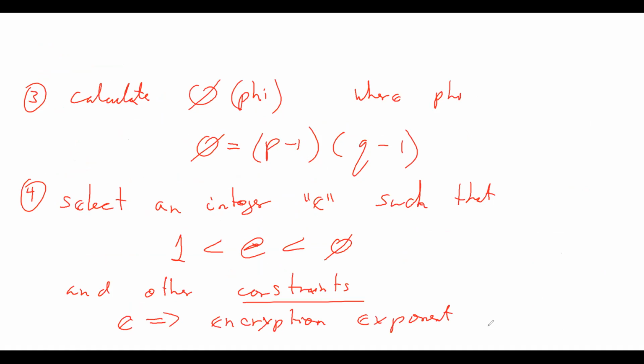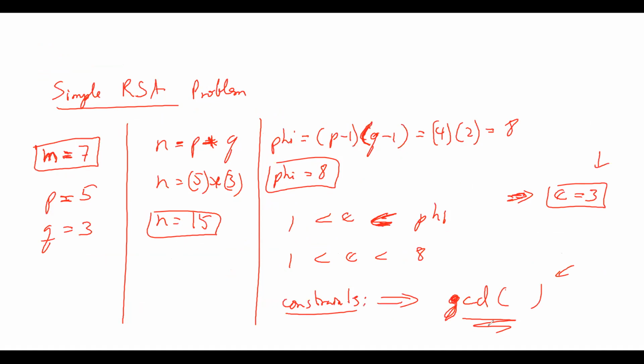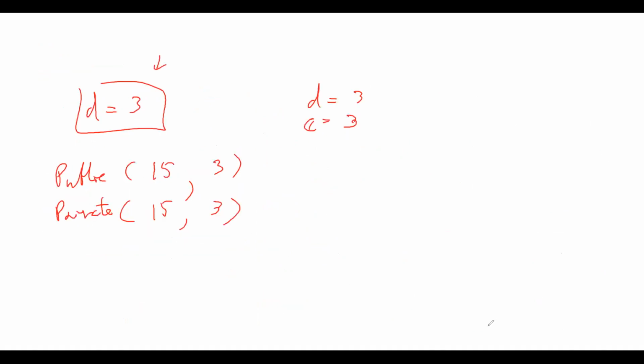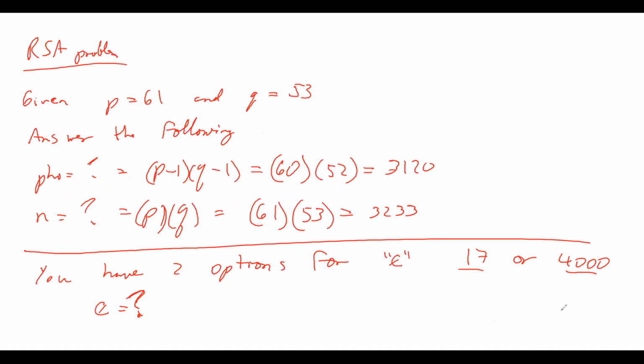So I might say it meets the other constraints, and then you just have to say, oh, okay, it just has to be less than phi. In this case, which one of these two is less than phi? 17, right? So your answer would be 17, and you just say that.